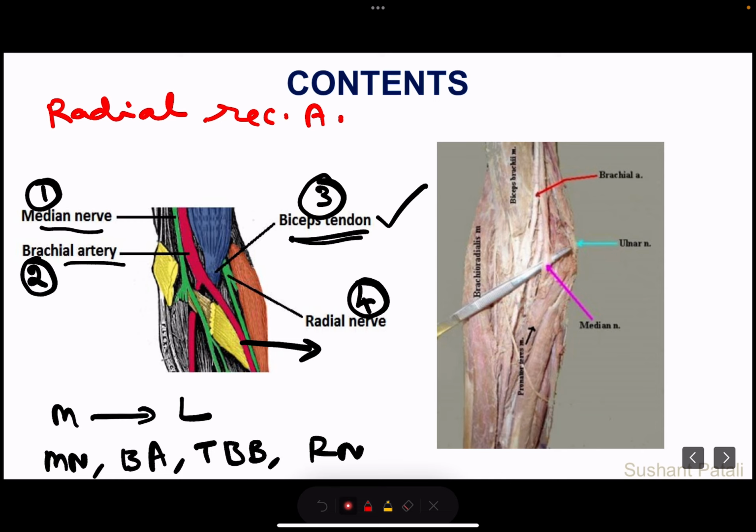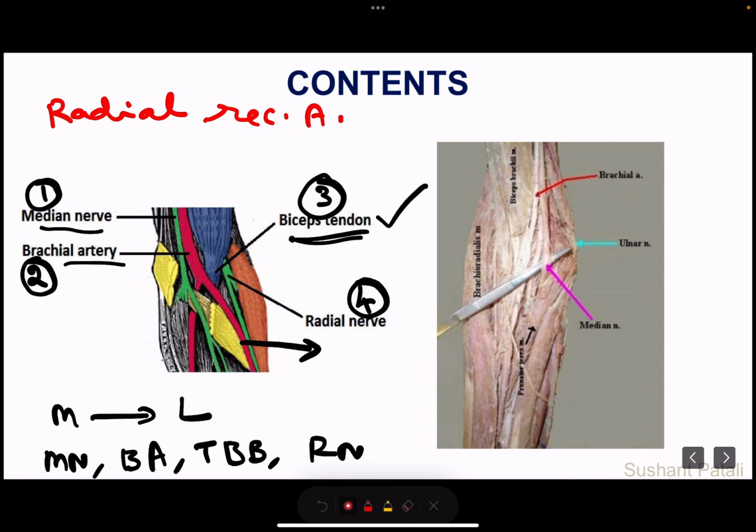So this radial recurrent artery anastomoses with the radial collateral branch of the arteria profunda brachii, and this anastomosis takes place in front of the lateral epicondyle. Okay, so I believe you remember I mentioned that there is an anastomosis taking place in front of the elbow, and this anastomosis is between the branches of the brachial artery, profunda brachii artery, the radial artery, the common interosseous artery, and the ulnar arteries.